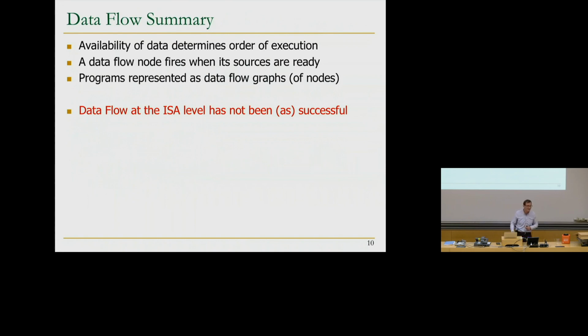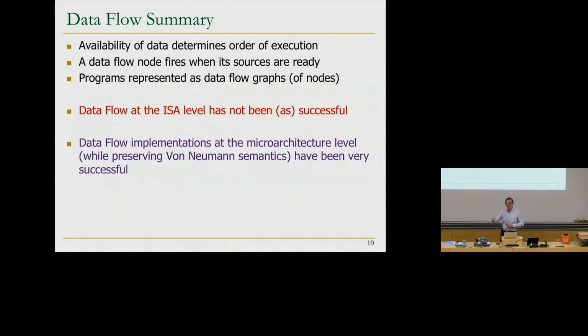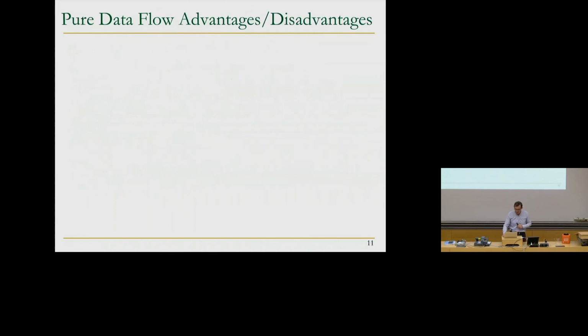So what has been really successful is hiding the data flow from the programmer. Basically, that's what out-of-order execution is. You do this data flow execution internally at the microarchitecture level, while giving the illusion to the programmer that everything is sequential, which is the von Neumann model. And that has been extremely successful. All modern processors do it. Like this thing is doing it right now. All modern high-performance processors, I should say. There are microcontrollers that don't do it, but they're very low performance to begin with. Okay, so out-of-order execution is a prime example of this.